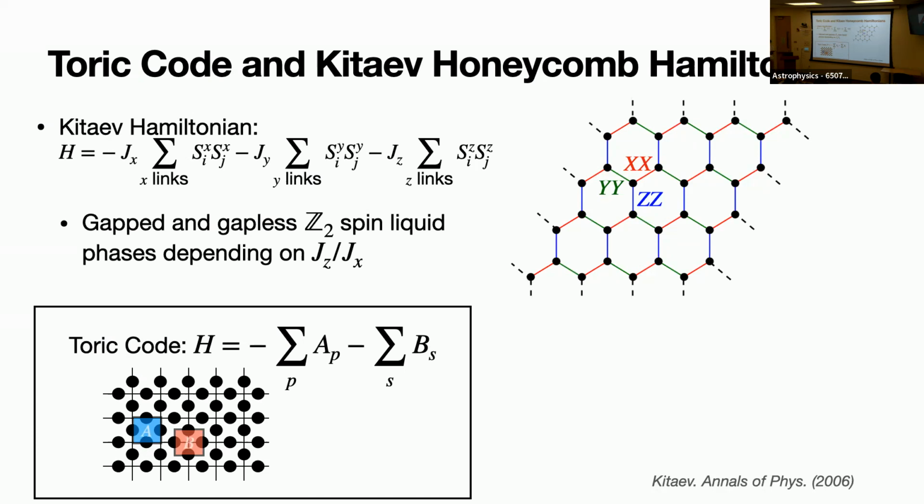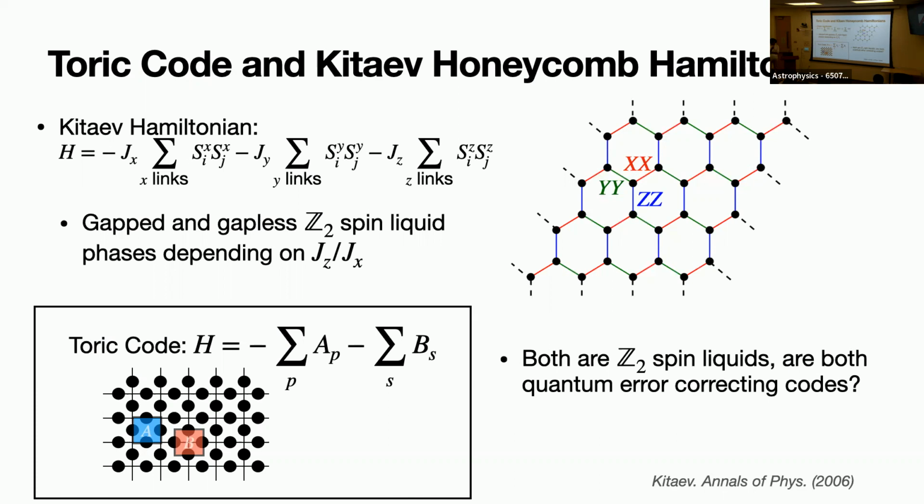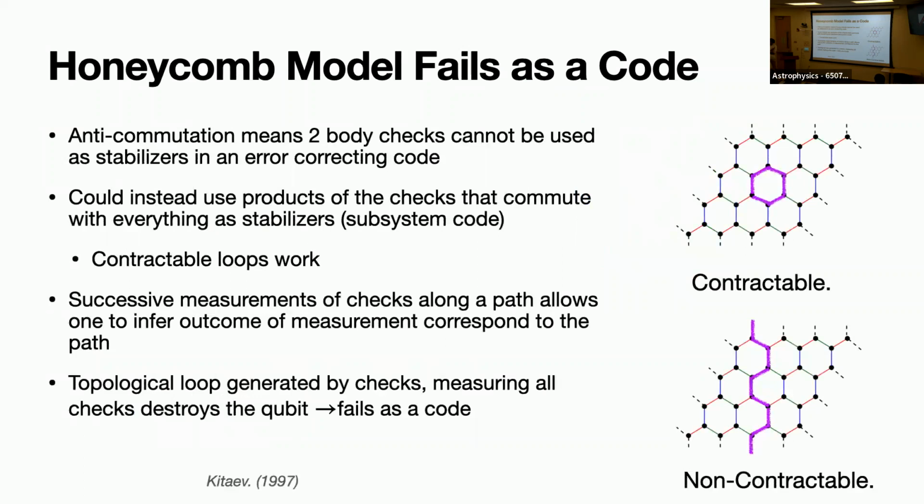And it is exactly in the Z2 gauge degree of freedom of the ground state of this toric code Hamiltonian in which we encode the topological qubit of the analogous error correction code. And so naively, you might think that since both of these are Z2 spin liquids, does the honeycomb model also have an analogous useful error correction code? This actually turns out to not be the case.